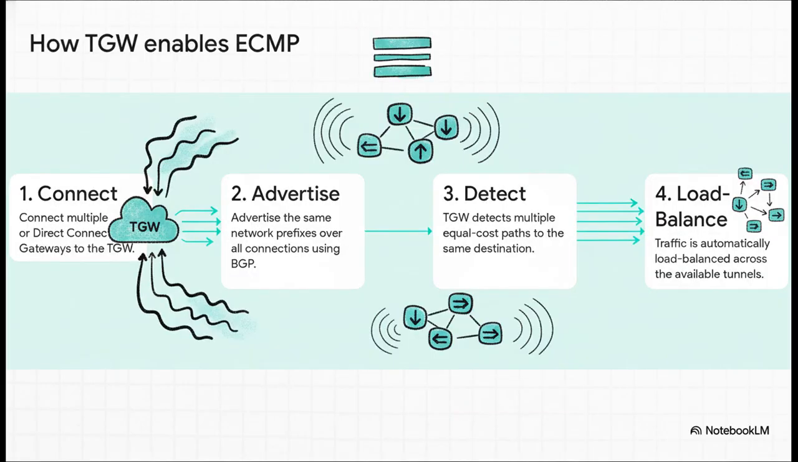The answer is something called Equal Cost Multipath, or ECMP. And this slide shows you exactly how it works. You just set up multiple connections, say a few VPNs, and then, using the BGP routing protocol, you advertise the exact same network routes over all of them. The transit gateway sees these identical paths and thinks, hey, I've got multiple ways to get there. And then it just automatically starts spraying the traffic across all the available connections. You get more bandwidth and instant failover if one of them goes down.